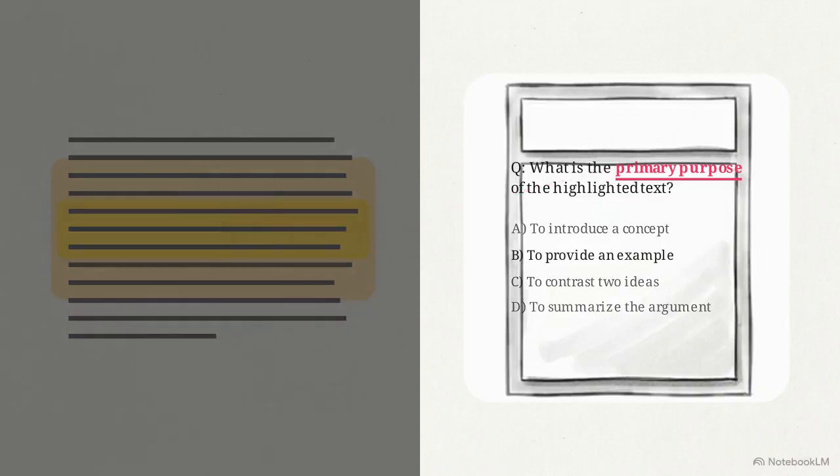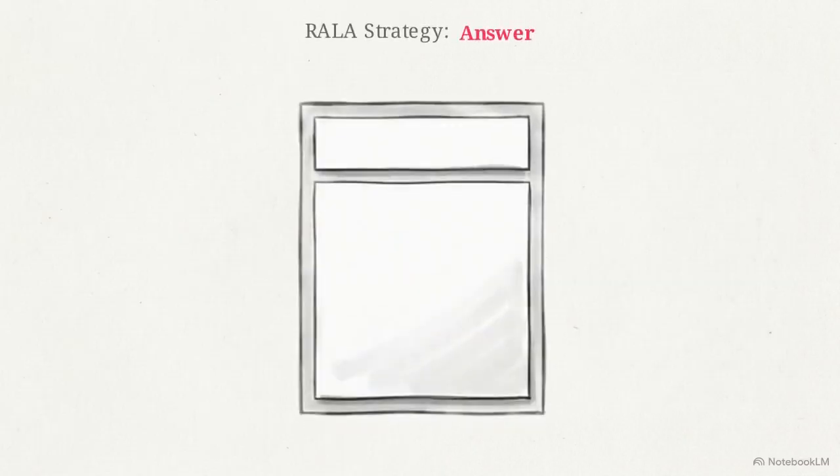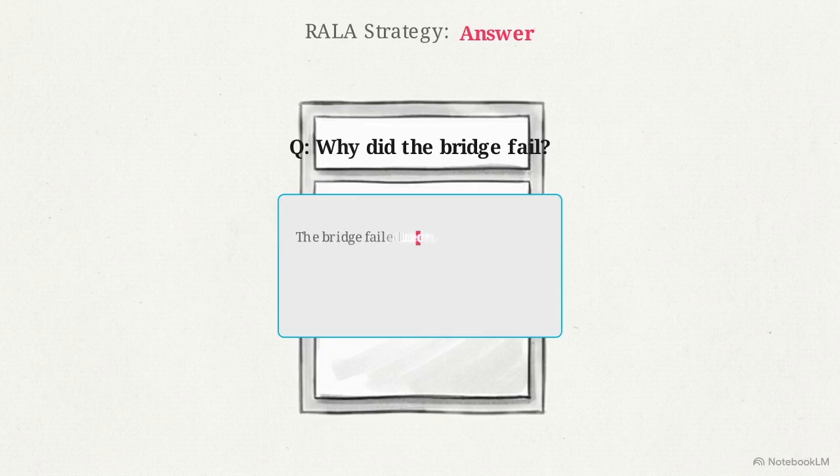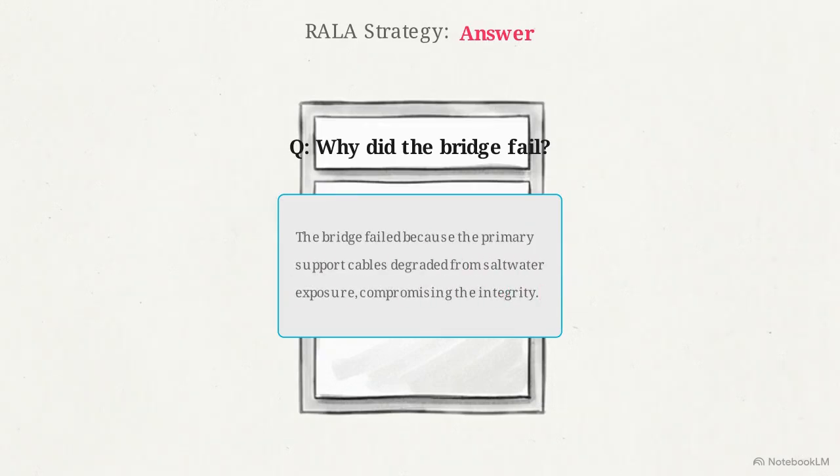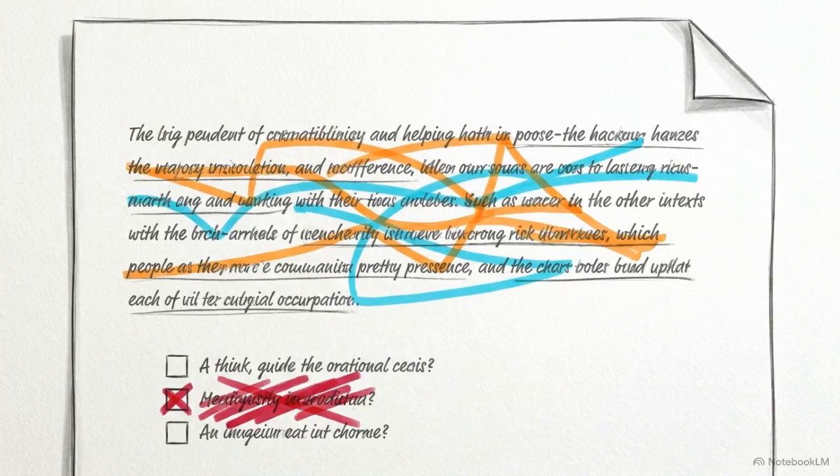Finally, A for answer. For multiple choice, we eliminate the incorrect options first before locking in our choice. For open-ended questions, we write a full, comprehensive sentence. This guarantees your written response captures the specific details the examiner is looking for. By treating the text as an interconnected environment rather than a collection of isolated sentences, you build a defense against cleverly disguised trap options. Knowing the steps is only half the battle.